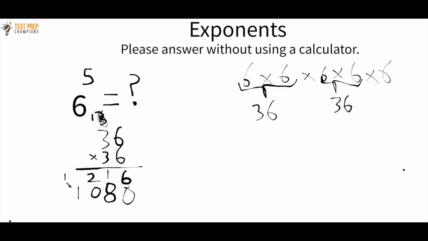Okay, so I've got my two partial products. So what do I want to do next? The next thing I want to do is add here. So 6 plus 0 is 6, 1 plus 8 is 9, 2 plus 0 is 2, and I'm just going to bring my 1 down here. So I have 1,296. So now what I can do is rewrite this whole question as 1,296 times 6.